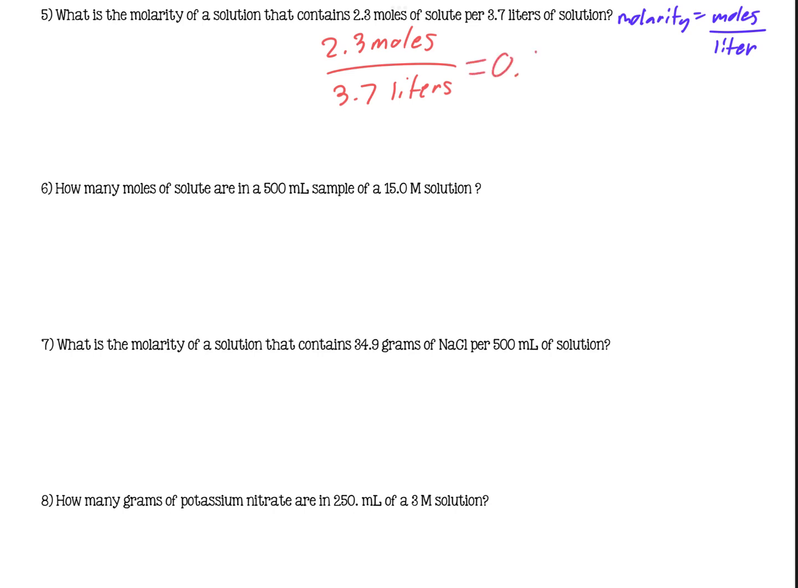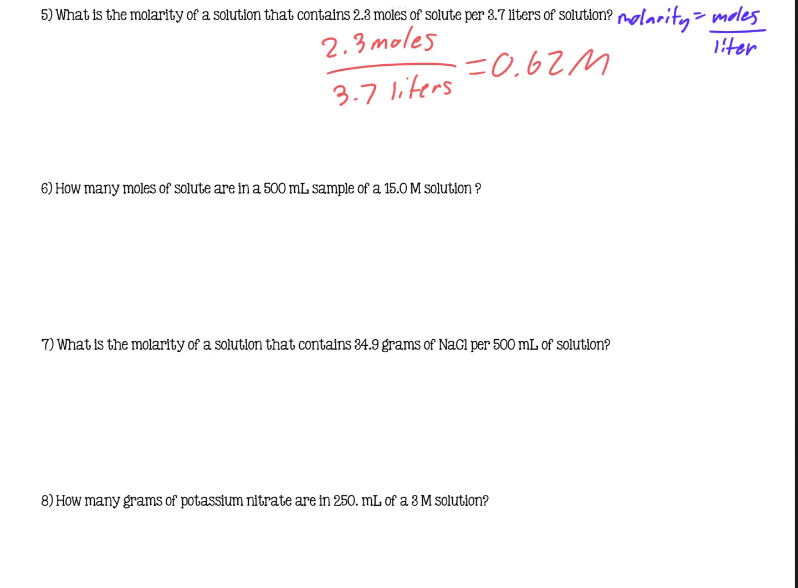Next, we want to know what is the molarity of a solution that contains 2.3 moles of solute per 3.7 liters of solution. Molarity is given as moles, 2.3 moles, per liter of solution, so 3.7 liters. Now, if you type this in the calculator, you will find that this is a 0.62 molar solution.